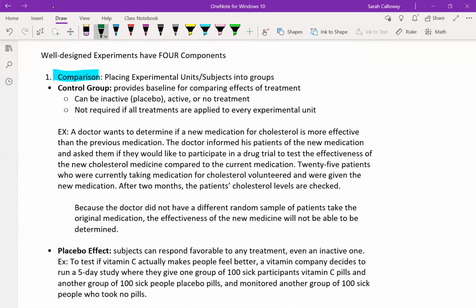This means that the control group can either have an inactive treatment, so a placebo, an active treatment, maybe at a different dosage or a different level, or they could receive no treatment at all. Having a control group is not required if all treatments are applied to every experimental unit. For example, if we're changing the amount of times you water a plant, and I'm doing the same thing for every plant, then I don't have to have a control group.